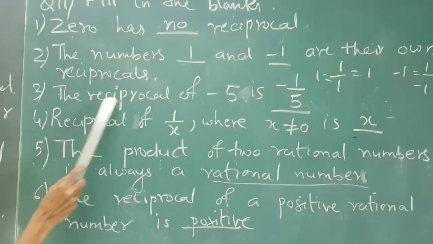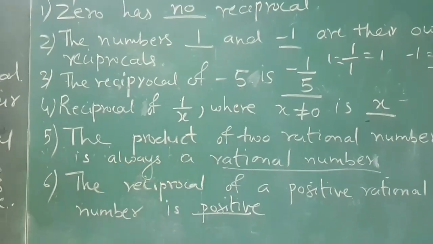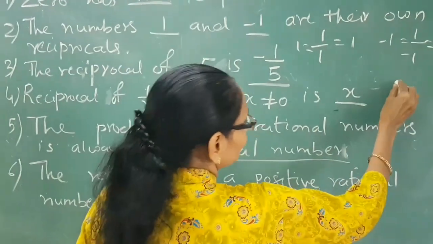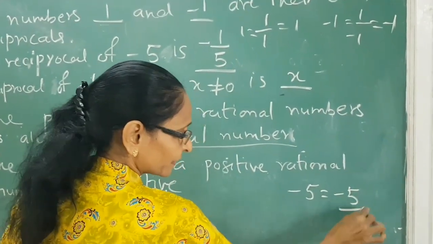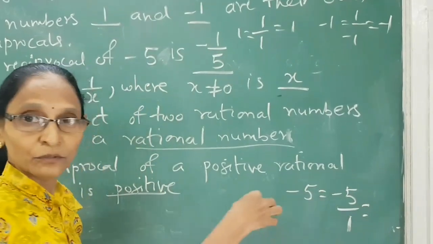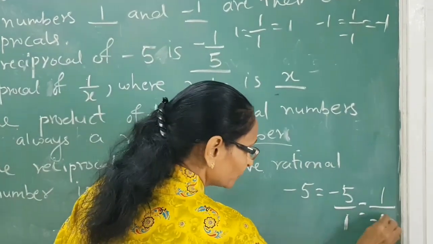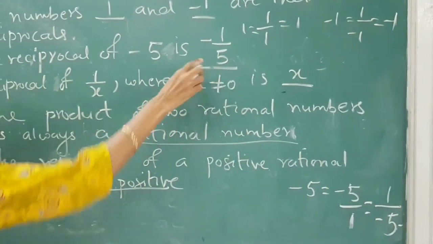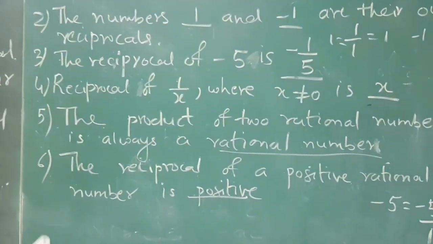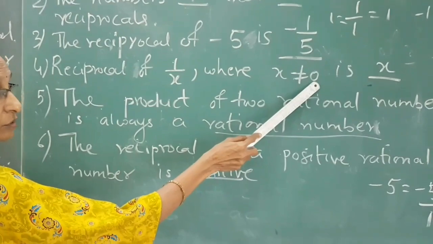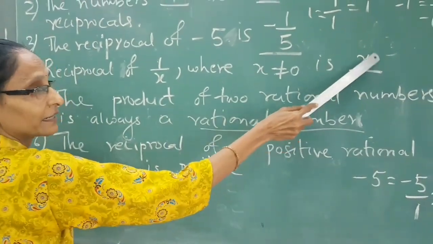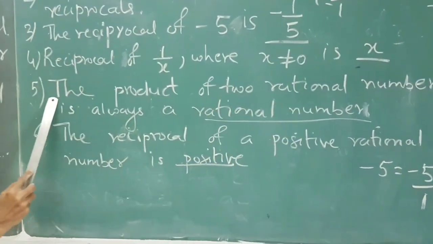Same way third one, the reciprocal of minus 5. Now what is minus 5? Minus 5 is what? Minus 5 upon 1 and reciprocal of that will be ulta pulta, 1 upon minus 5. Clear? Answer. Now fourth one. Reciprocal of 1 upon x, where x is not equal to 0, is x. Answer will be x.